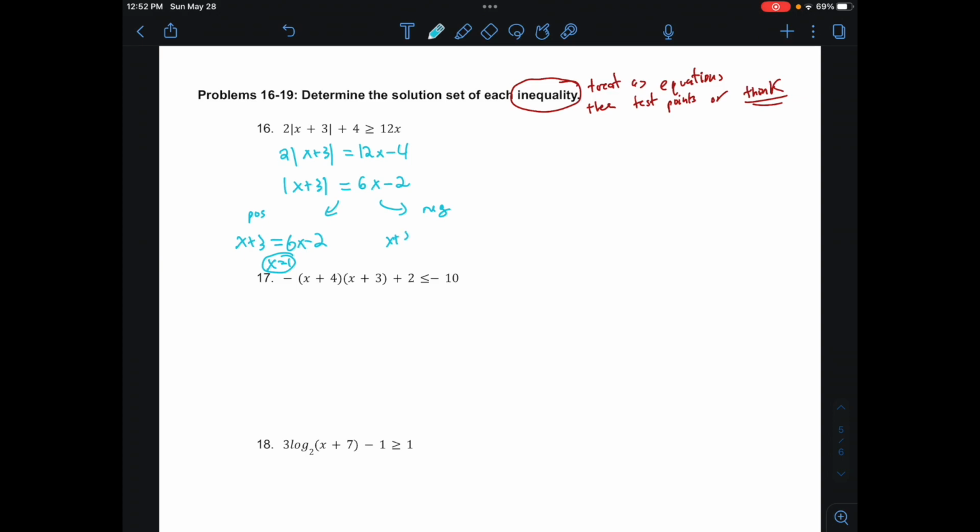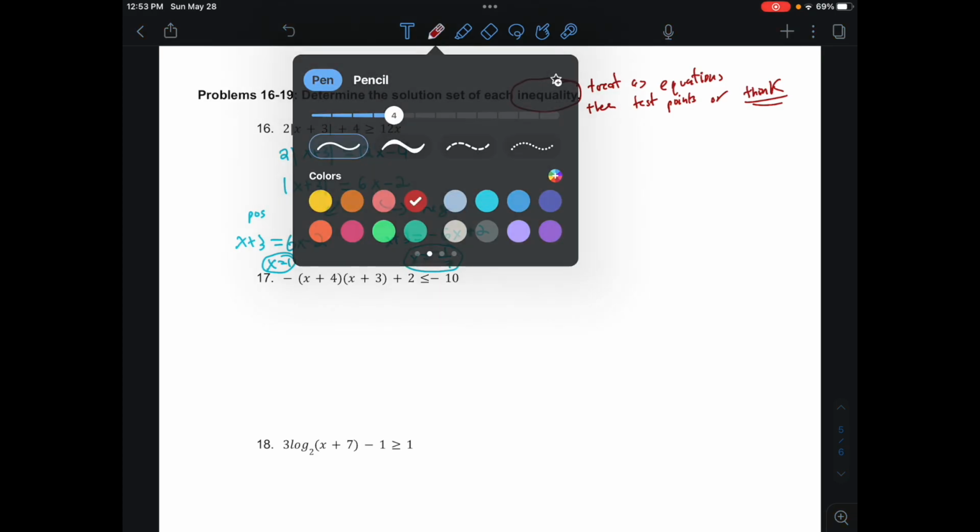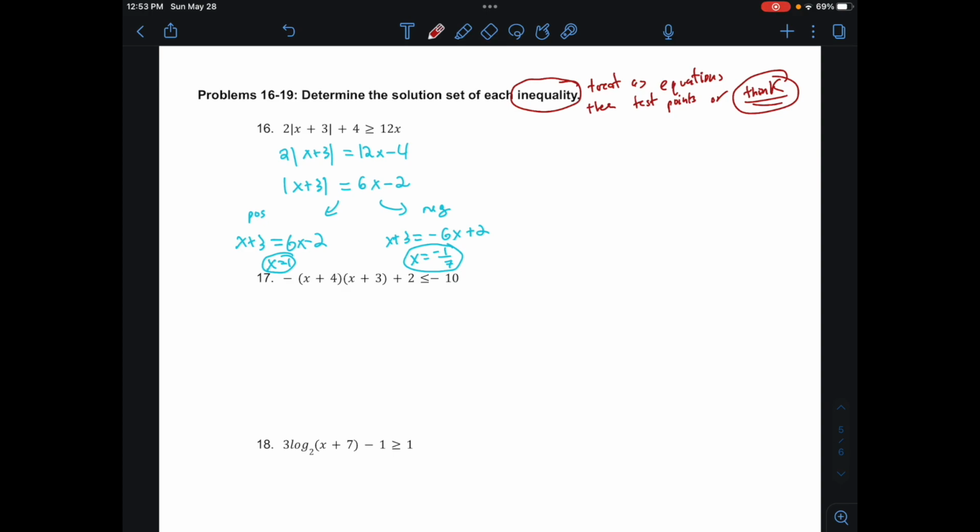On the other side, we take the negative case, so x plus 3 equals negative 6x plus 2. 7x is going to equal negative 1, so x equals negative 1/7. Okay, I'm going to go for the think method here. So rather than saying, oh, those are my points, let me test between, I'm going to think. If I were to plug 1 back into this equation, 2 times 4 is 8, 12 times 1 is 12, minus 4 is 8. So that just checks out.